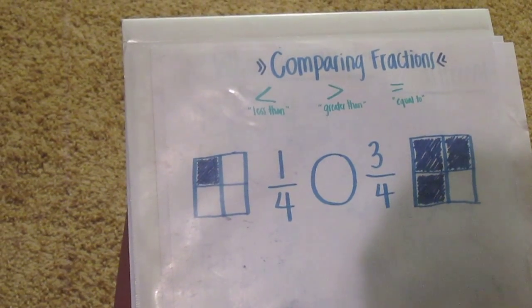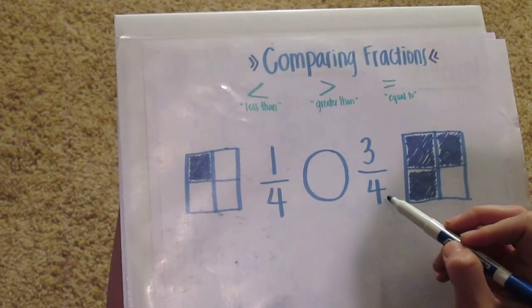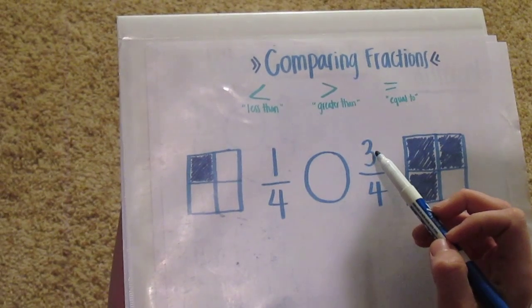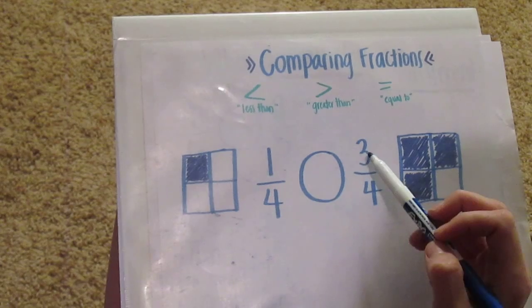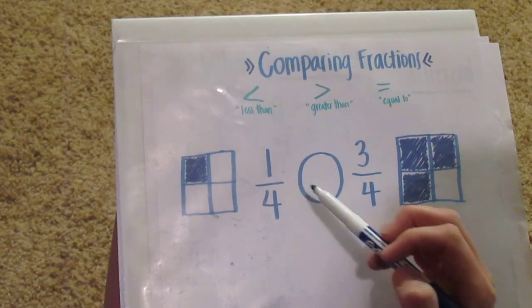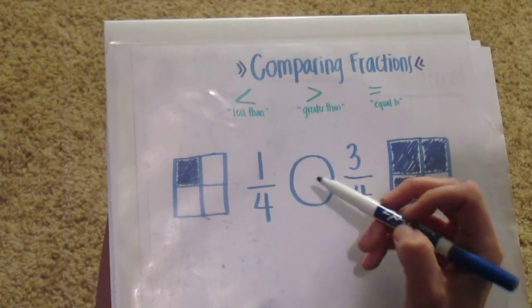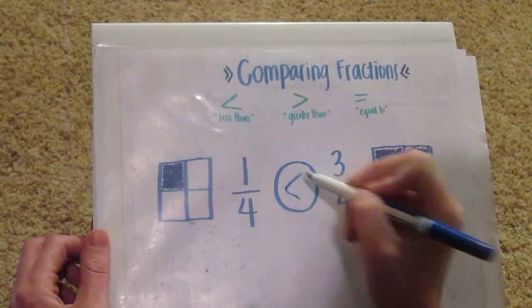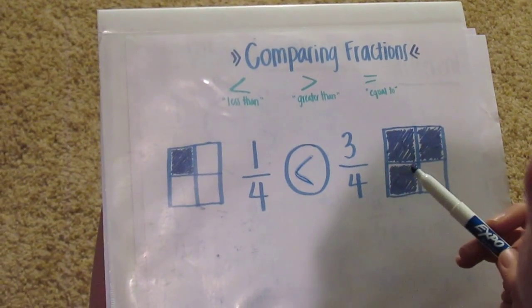Now, when you're comparing fractions with the same denominator, it's a lot easier to compare the two because all you have to do is look at the numerator to see which one is bigger and smaller. So by taking a look at the two numerators and the pictures, it's clear to see that 1/4 is less than 3/4. So I'm going to go ahead and write in less than to show that 1/4 is less than 3/4.